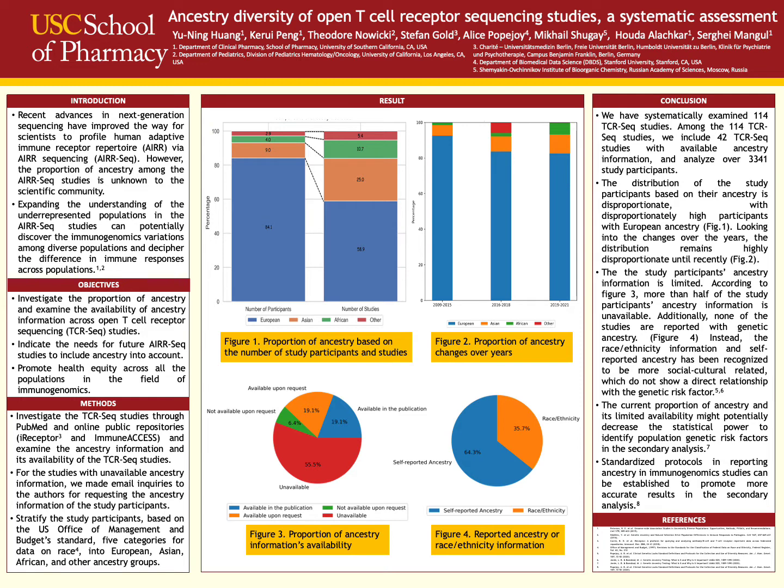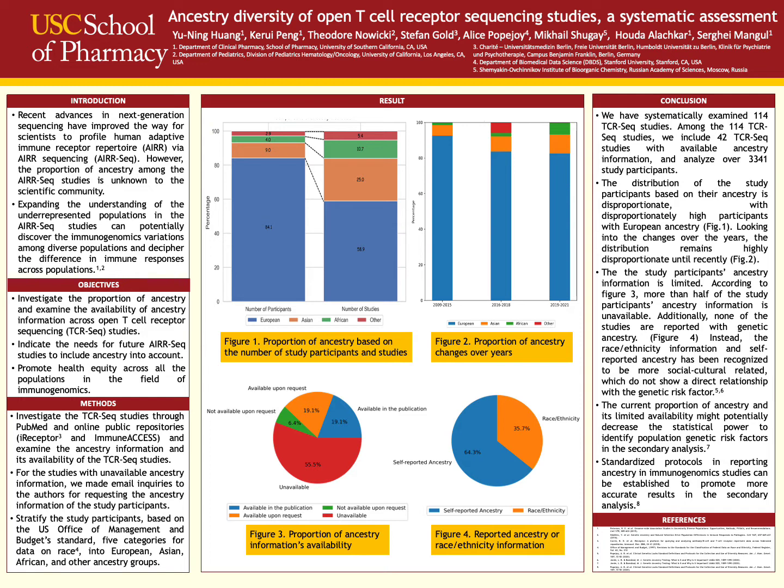According to Figure 1, we can note that the ancestry of the study participants in T-cell receptor sequencing studies is mainly European. If we look at the proportion of ancestry in the reported studies, more than half of the studies are conducted in European ancestry. Accordingly, the proportion of ancestry in T-cell receptor sequencing studies is highly disproportionate.